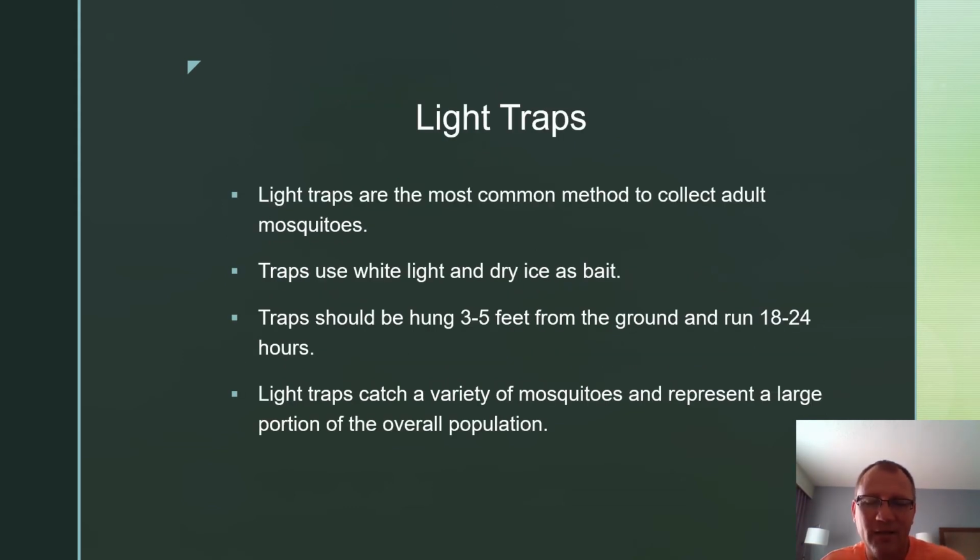Light traps are the most common method to collect adult mosquitoes. Traps use white light and dry ice as bait. Traps should be hung 3 to 5 feet from the ground and run for 18 to 24 hours. Light traps catch a variety of mosquitoes and represent a large portion of the overall population.